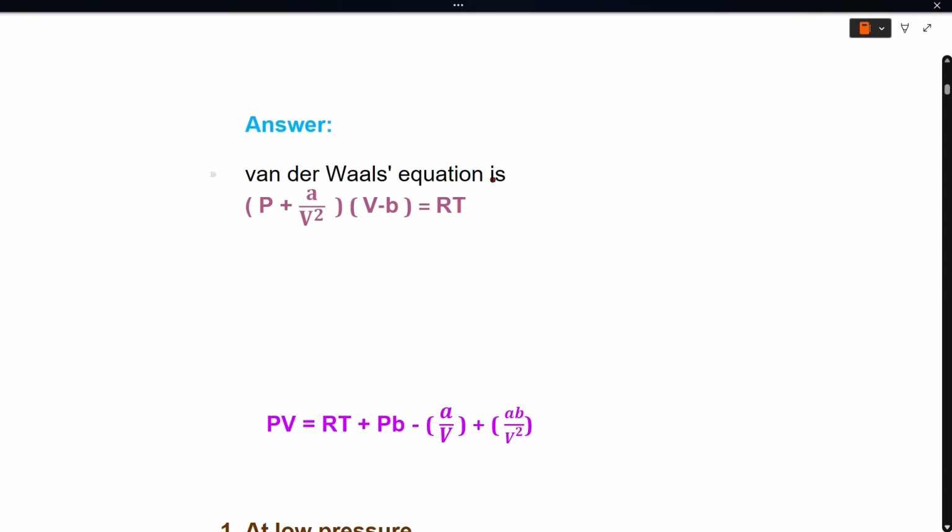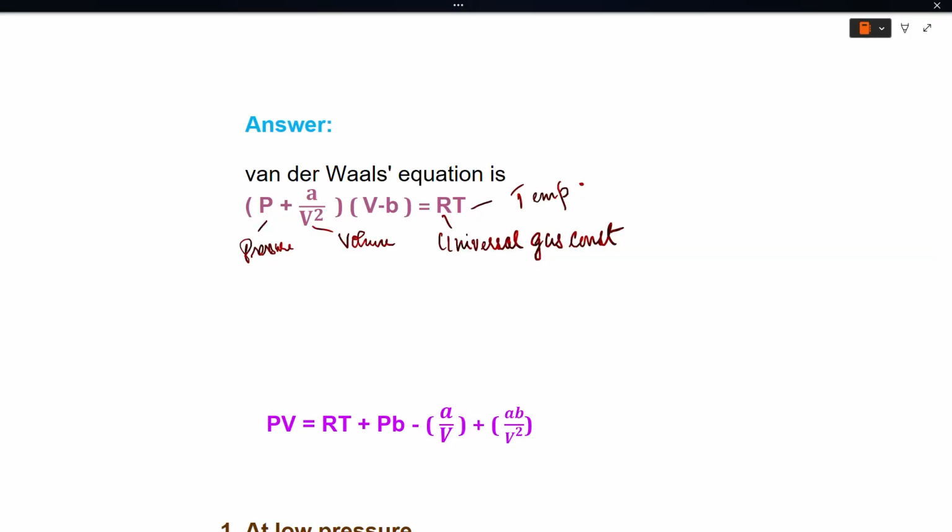Now, the van der Waals equation is (P + a/V²)(V − b) = RT, where P is the pressure, V is the volume, a/V² is the pressure correction and b is the volume correction, R is the universal gas constant, and T the temperature in Kelvin scale.